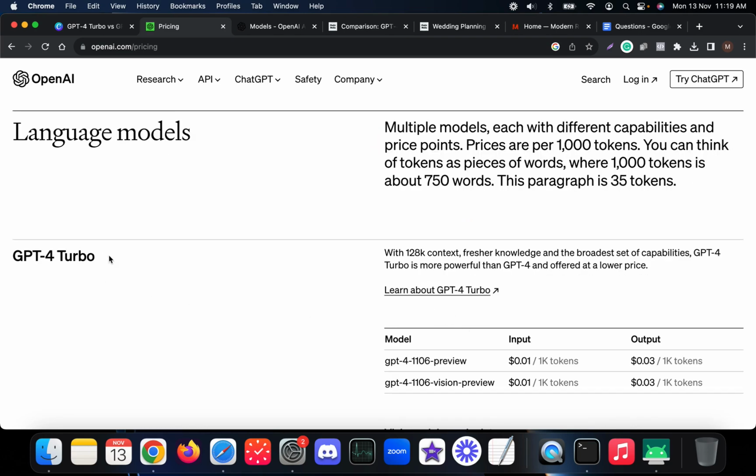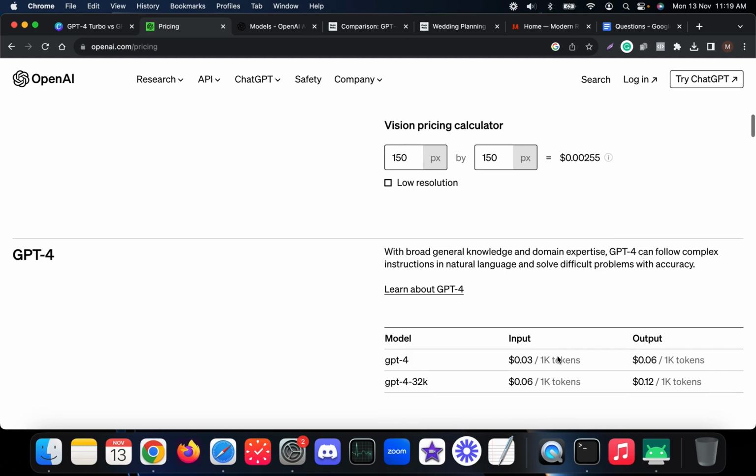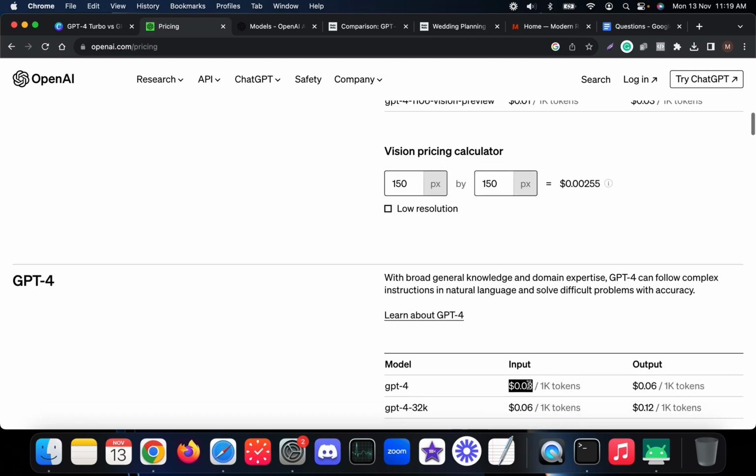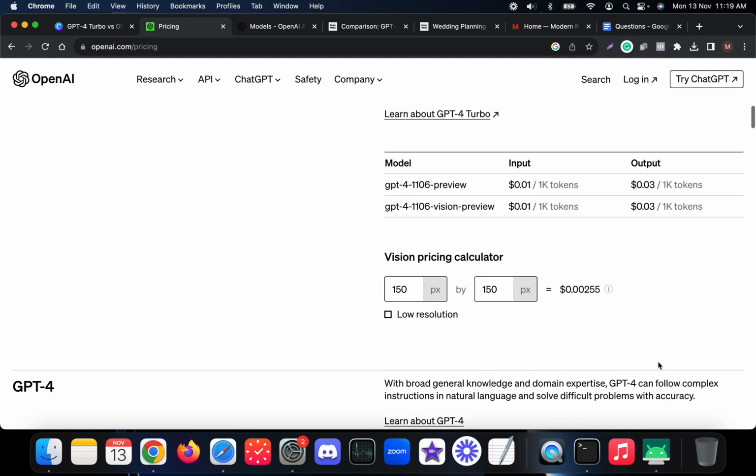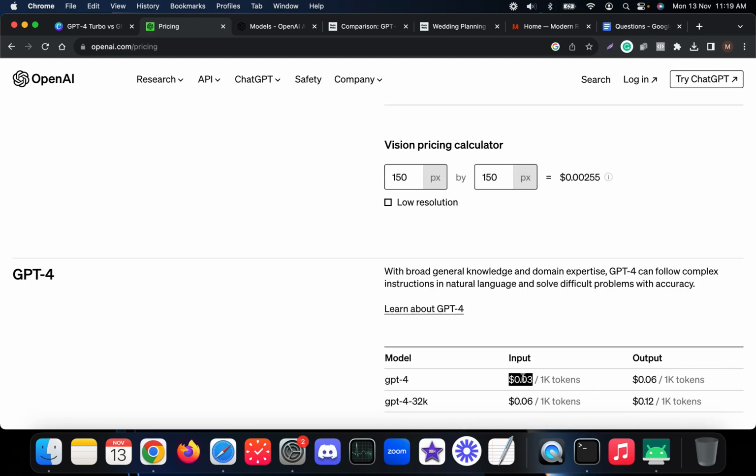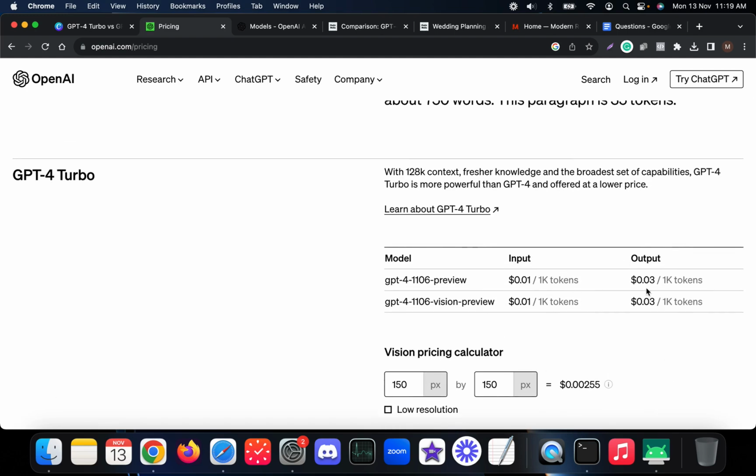For GPT-4 Turbo, for the input, they are charging 0.01 per 1000 tokens, and for the output they are charging 0.03 per 1000 tokens. So if you add these two, it's 0.04, like you can think of this as 2000 tokens as well. And here for GPT-4, it's 0.03. It's nearly 3 times expensive, and here it's again 0.06. So for 2000 tokens you have to spend 0.09, and here 0.04.